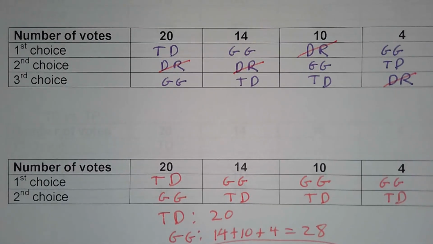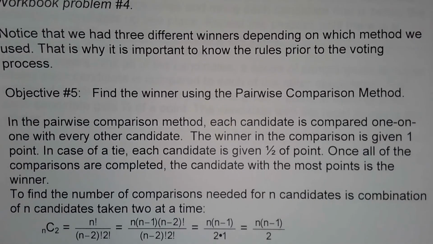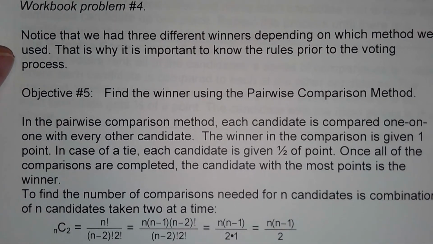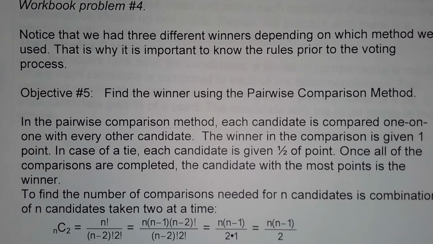Let's go ahead and look at the last method. We want to find the winner using what's called the pairwise comparison method. In the pairwise comparison method, each candidate is compared one-on-one to each other candidate. The winner in the comparison is given 1 point. In case of a tie, each candidate is given half a point. Once all the comparisons are completed, the candidate with the most points is the winner.